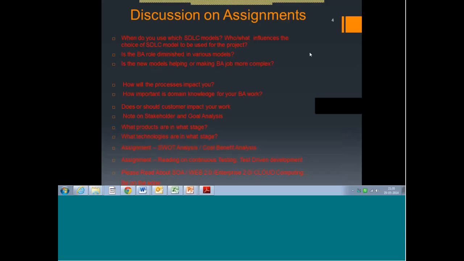And I have a bigger question to you. Are these mutually exclusive processes? You understand the meaning of mutually exclusive, right? Can I combine incrementalism into agile? You got what I'm saying?